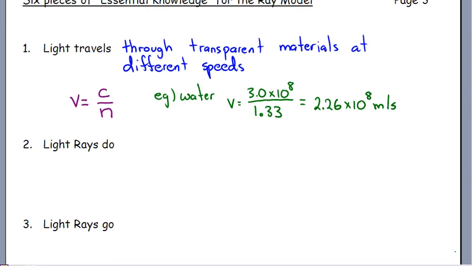Second thing, these light beams, these rays, these little paths the photons are going to travel along, the rays do not interact with each other. You don't have to worry about the photons colliding. Not a problem.